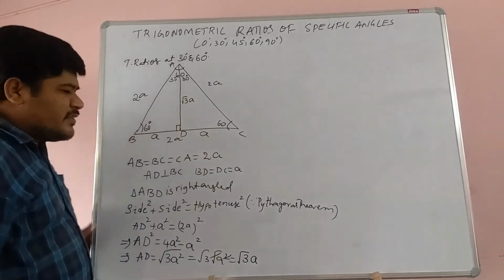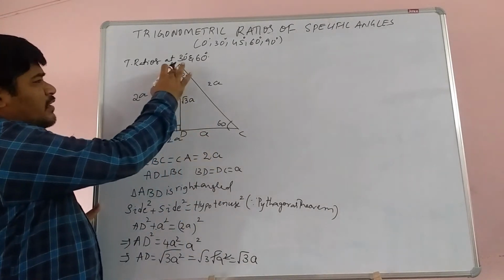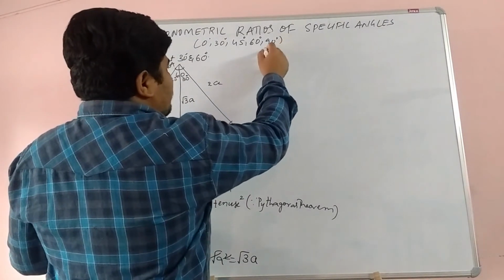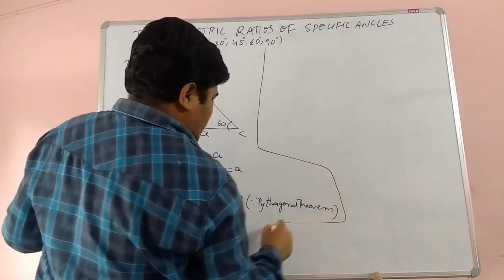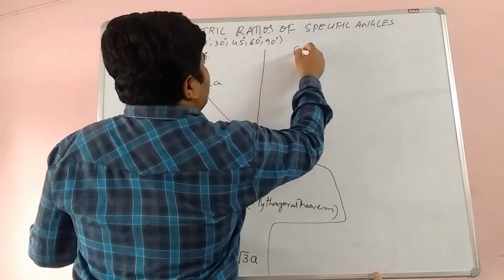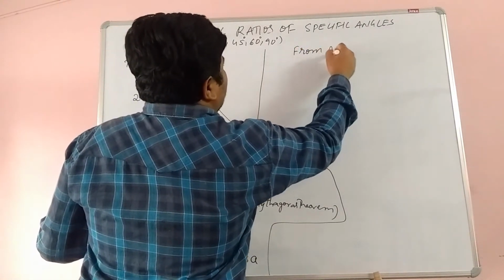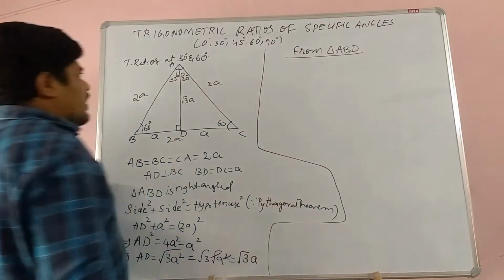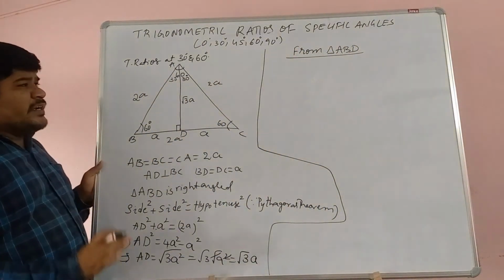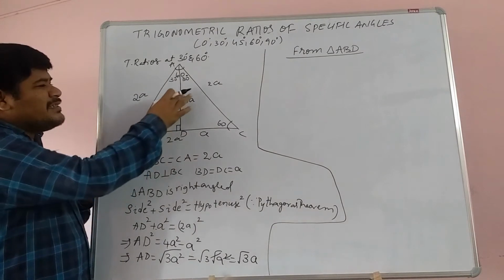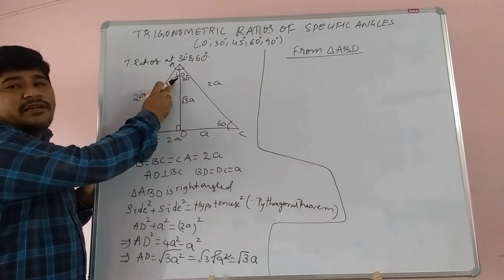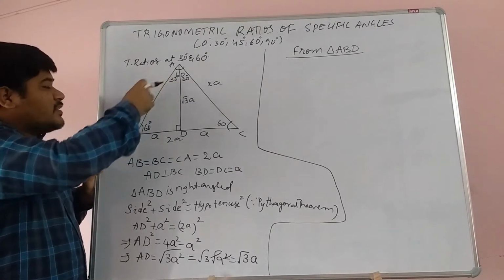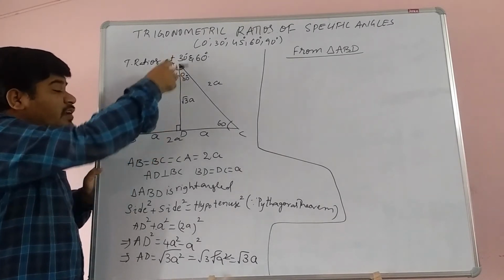So now students, just focus on triangle ABD. From triangle ABD, now I want to see all these sides with respect to 30 degrees. With respect to 30 degrees, I want to compare all these sides, AB, BD as well as AD.